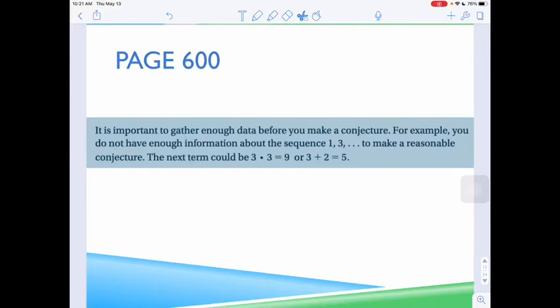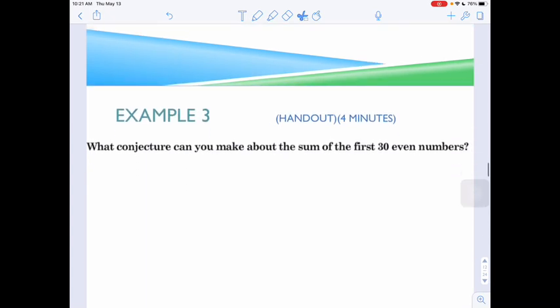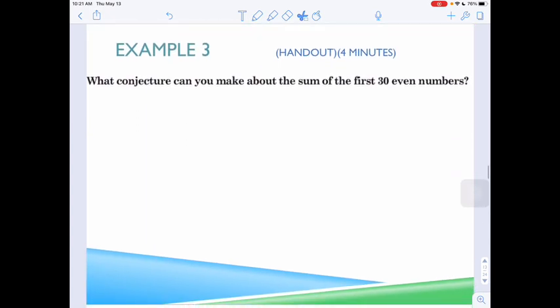Section 10.2, Example 3 on page 600. It is important to gather enough data before you make a conjecture. For example, you do not have enough information about the sequence 1, 3 to make a reasonable conjecture. The next term could be 3 times 3 equals 9 or 3 plus 2 equals 5. Example 3 says, what conjecture can you make about the sum of the first 30 even numbers?